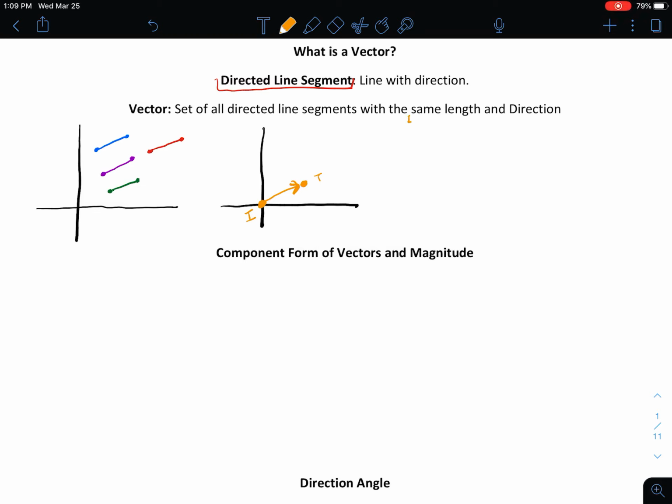Now, since this vector represents line segments that all have the same length, the length of a vector is its magnitude. And the direction we're going to get to a little bit more in depth in a little bit, but the direction is going to be the angle formed off the right side of the x-axis going counterclockwise.